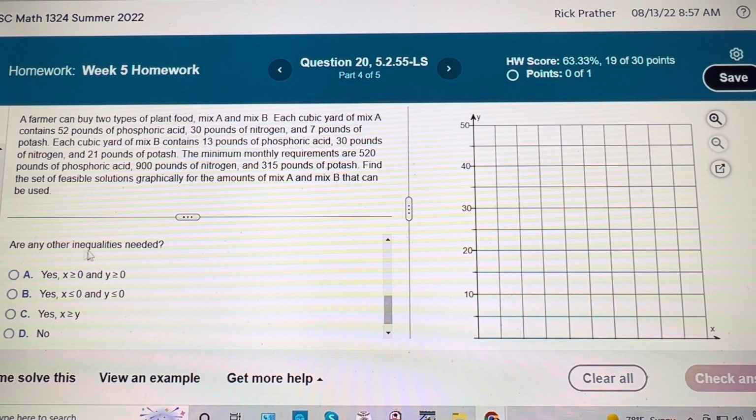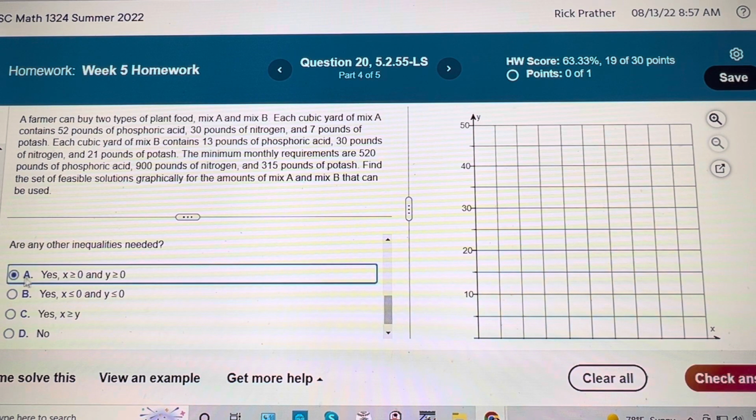Are any other inequalities needed? So can you have negative amounts of the mix? No, you could put none. I could do none of the x and or none of the y, but I can't do negatives. So that's why these 2 conditions are often in the problem, that x is greater than or equal to 0 and y is greater than or equal to 0.